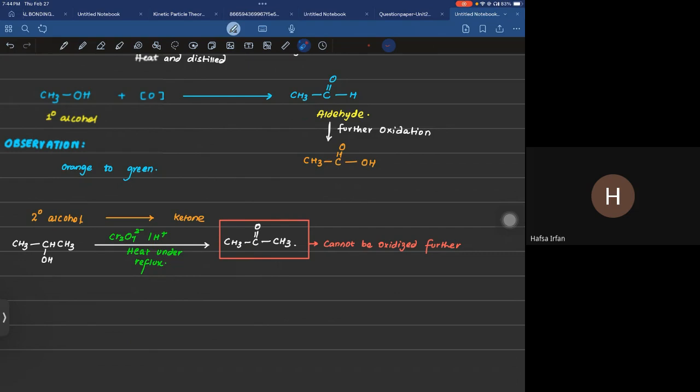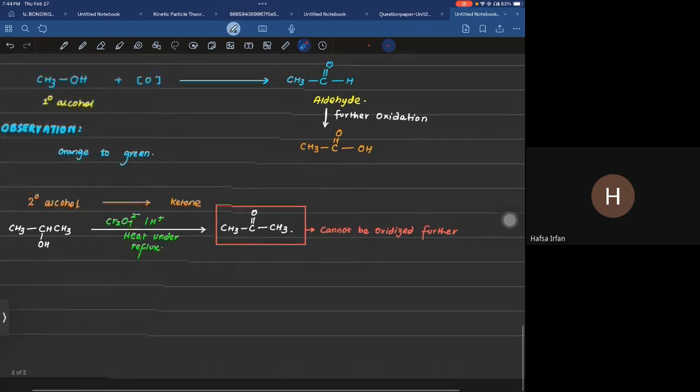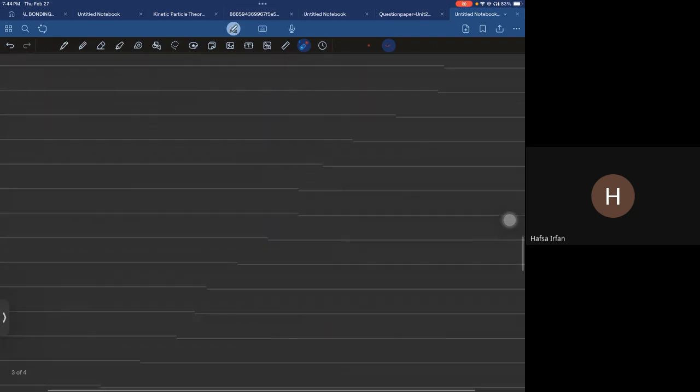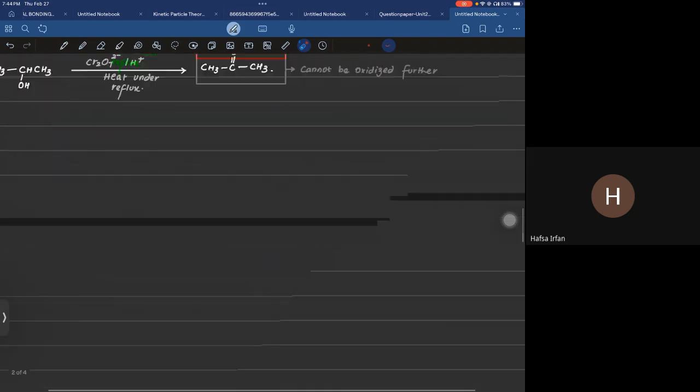So if you have primary alcohol, you can produce two products, aldehyde or carboxylic acid. और अगर आपके पास 2 degree alcohol है, that is your secondary alcohol, so secondary alcohol would be oxidized into ketone, और आप ketone को further oxidize नहीं कर सकते. Okay. So now I want to do a reverse reaction.